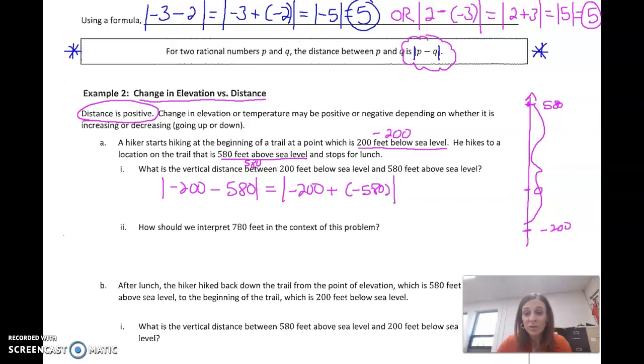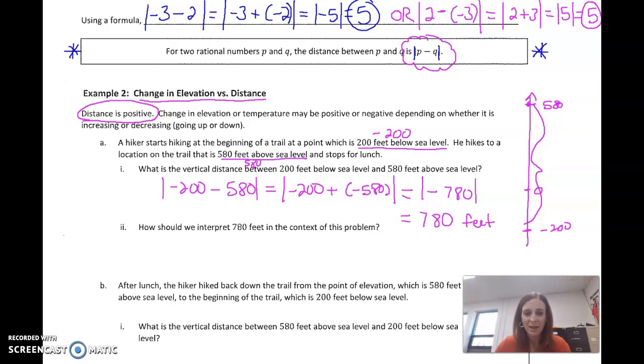Now we follow our rules. If they're same signs, we add them together and keep the common sign. So 200 plus 580, I believe, hopefully, is 780. And the absolute value of a negative 780 is a positive 780 because distance is positive. So it's 780 feet.